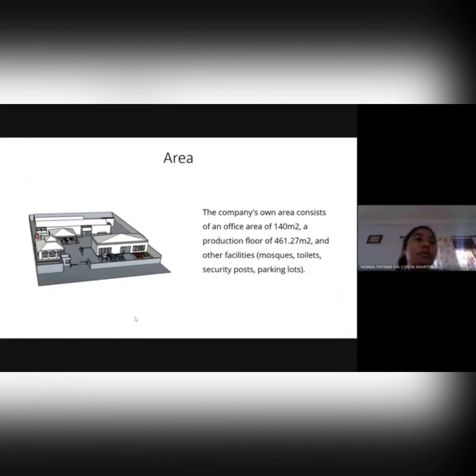Okay, next is area. The company's area consists of an office area of 140 meters and a production floor of 6,100.27 meters, and other facilities, which are the mosque, toilets, security posts, and parking lots, of 19.7 meters, and the total area of all is 6,098.27 meters.